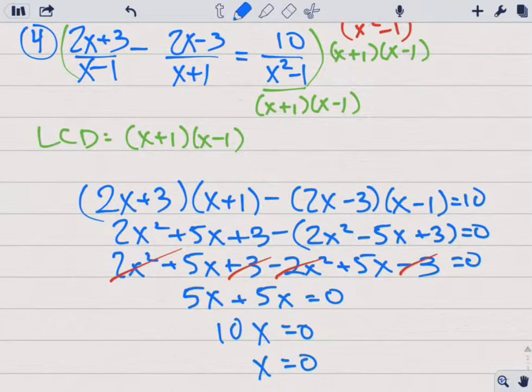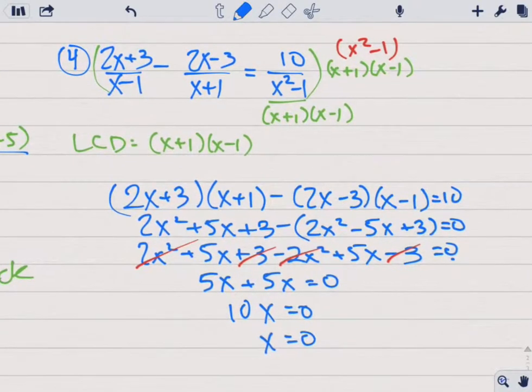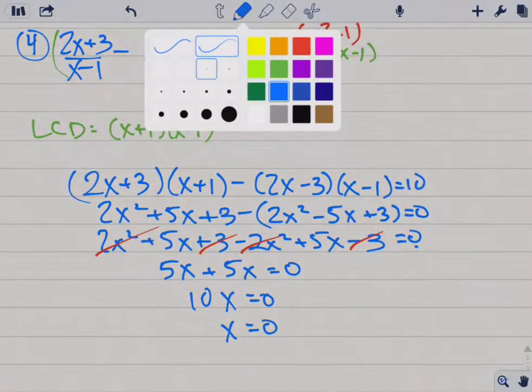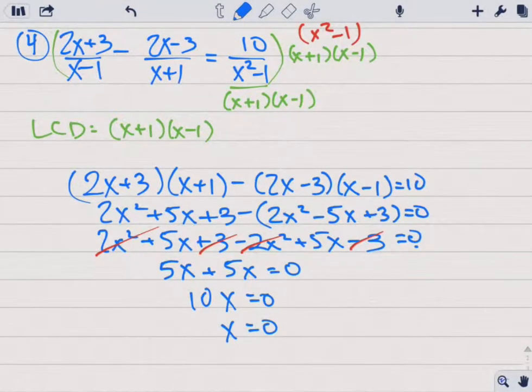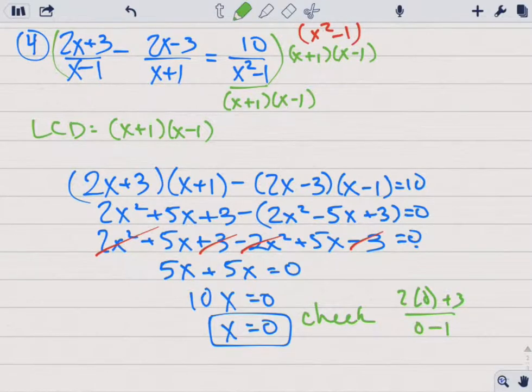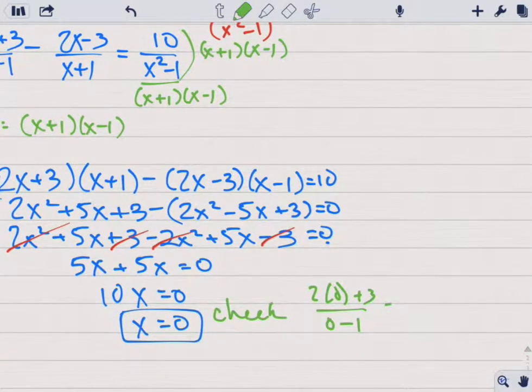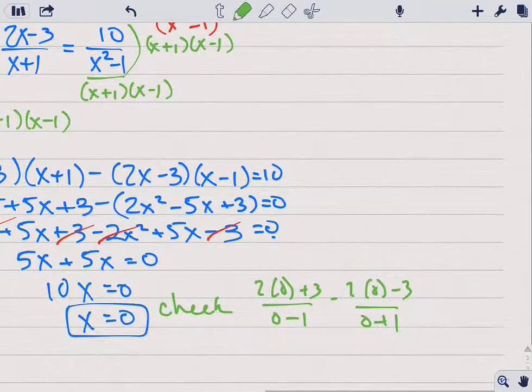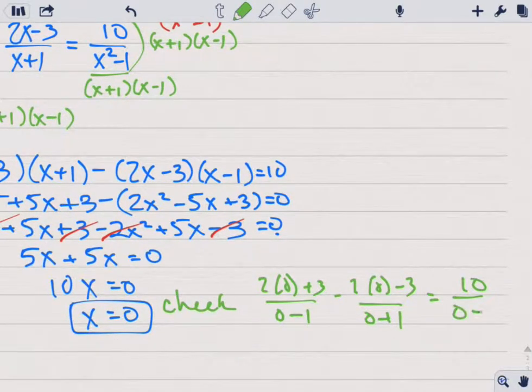Okay, well, x is equal to 0 says what? Let's go and check it out. We want to check. Check that. So we'll take it and we will check it. And so I'm going to plug it in this time. 2 times 0 plus 3 over 0 minus 1, minus 2 times 0 minus 3 over 0 plus 1, equals 10 over 0 minus 1.